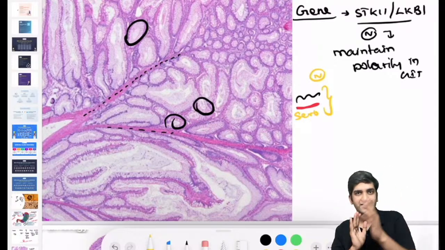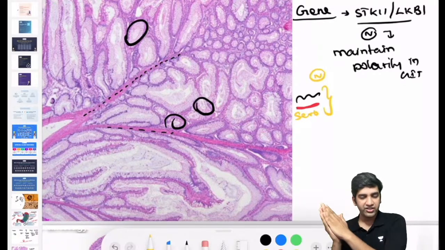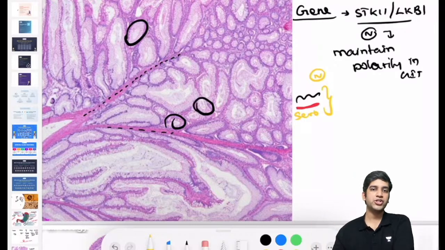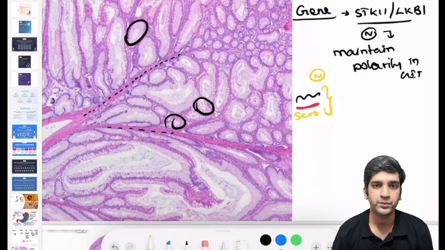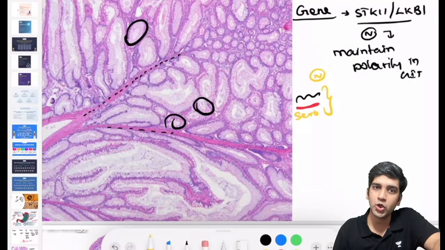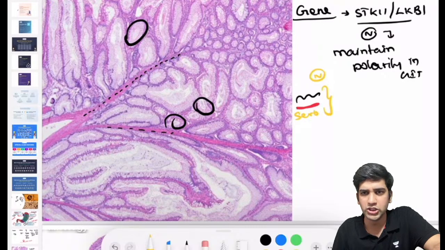So who maintains that is STK11. And I said that it's a tumor suppressor gene. If it is a tumor suppressor gene, what mutation should cause the cancer? Gain of function mutation or loss of function mutation? We know about tumor suppressor gene and proto-oncogene basics. It has to be a loss of function mutation.